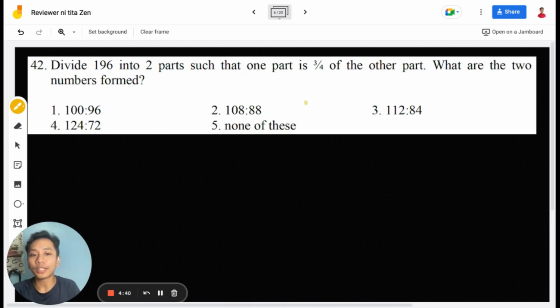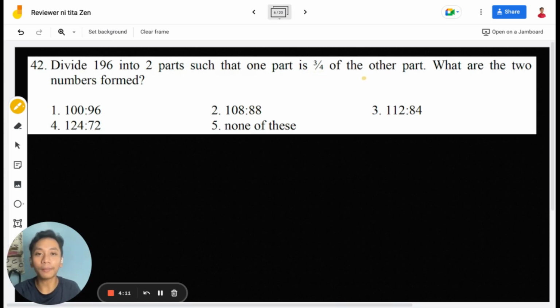Notice na lahat ng options natin ay ratios. Mean to say, comparison ng quantity. Isang quantity being compared with another using this colon symbol. So, 100 is to 96, 108 is to 88, 112 is to 84, 124 is to 72. That's how you read it. Ngayon, ang sabi nung statement natin, divide daw yung 196 into two parts. Dapat, yung isang part ay 3/4 ng isa pa.